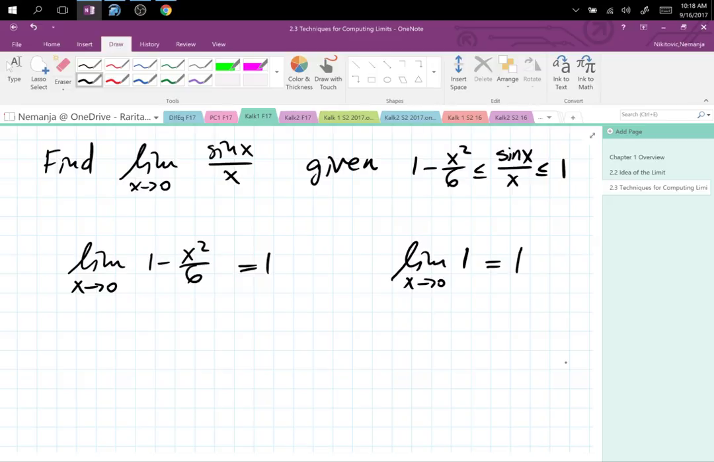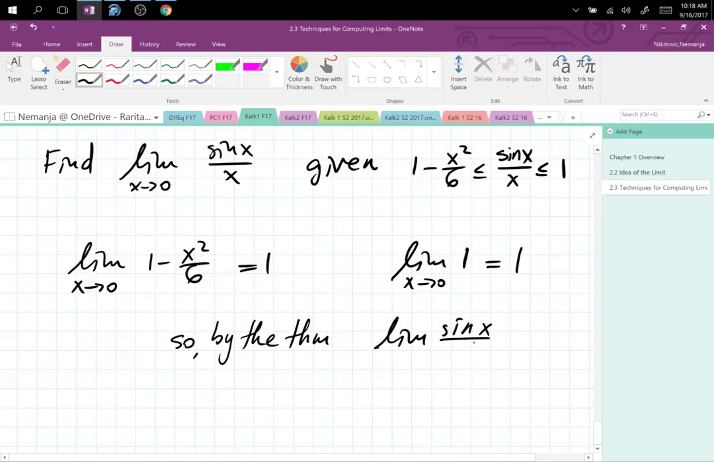Which means that by the squeeze theorem, the function that is squeezed in between also has limit of 1. So, by the theorem, the limit of sine x over x is also 1, x going to 0.